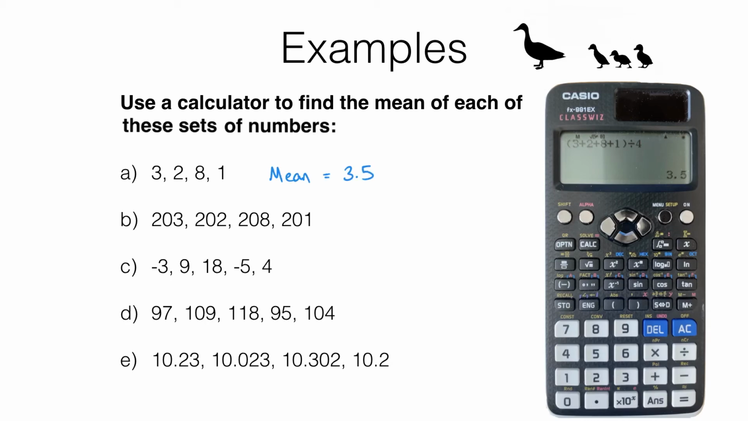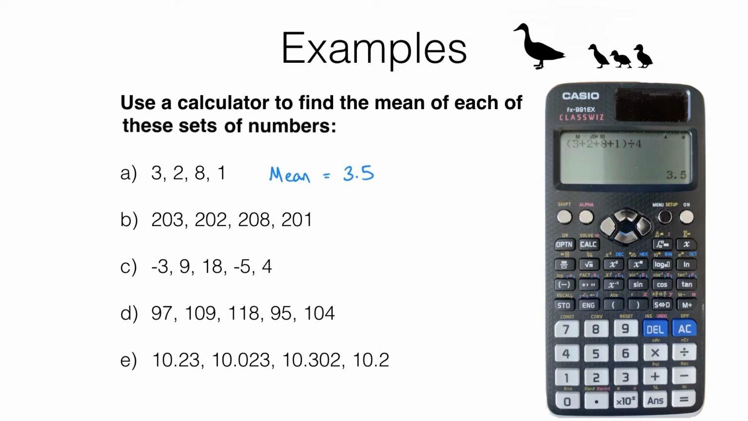Let's just see if this passes the common sense test. The mean, remember, had to be somewhere between the lowest and the highest values in the list, and 3.5 is in between 1 and 8, so that's a good sign. Now I just want to show you another way that I actually prefer. So rather than writing this in brackets and then dividing by 4, I prefer using this button here.